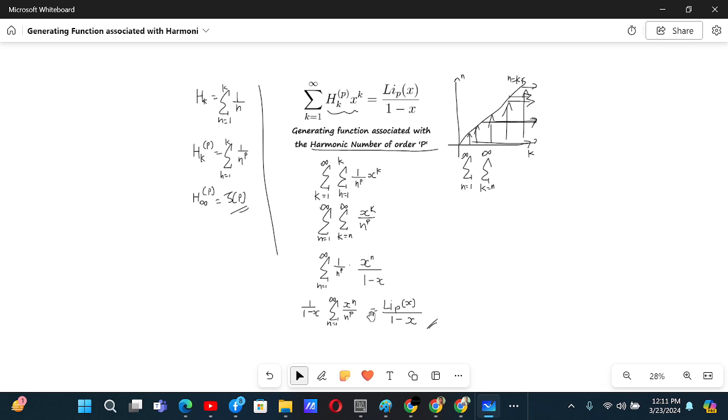Yeah, and do consider this sum. You can substitute x as 1 by 2 or other values, and you can get different answers. That was it.